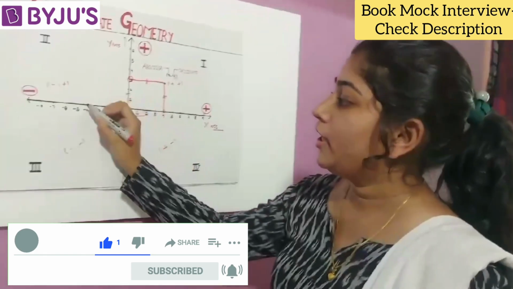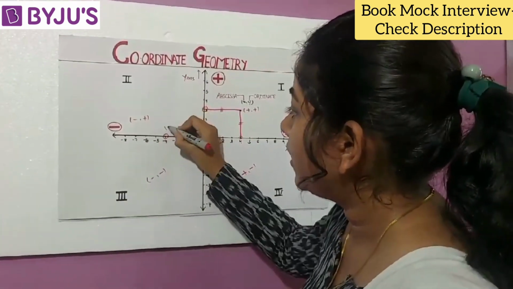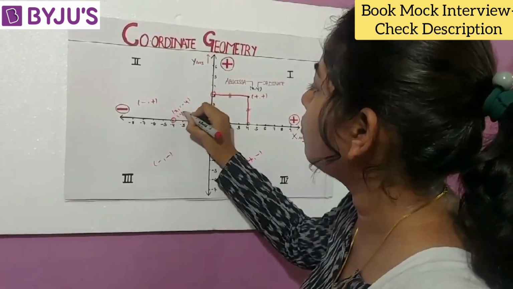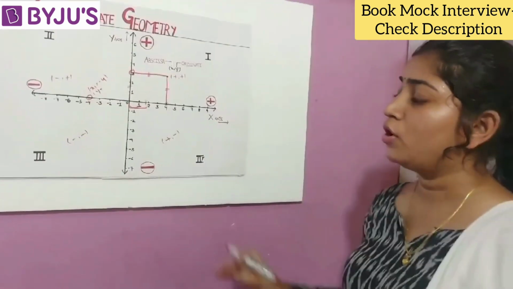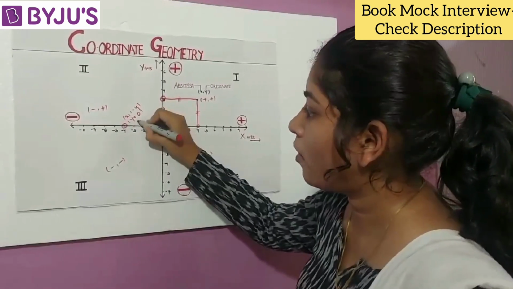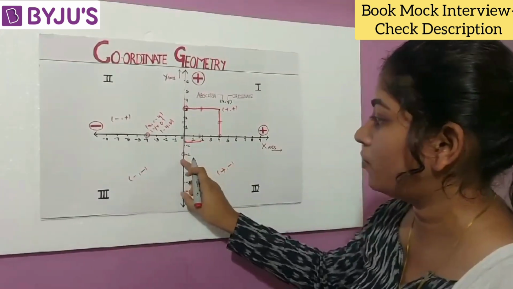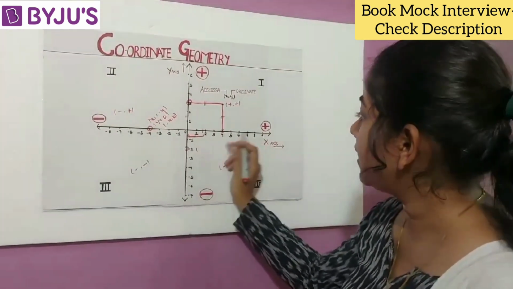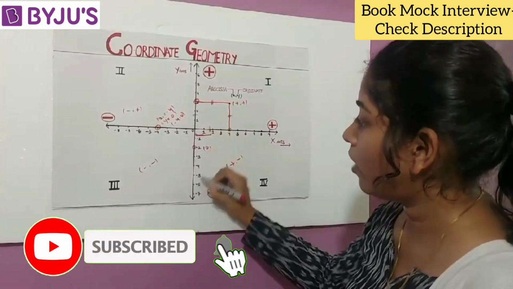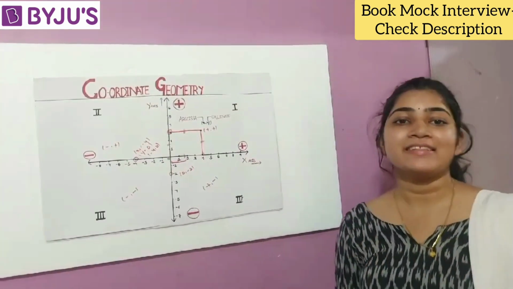For example, if someone asks what the location of this point is, it will be when x is equal to -4. And what will be y? Y tends to 0, because the y-coordinate is the perpendicular distance from the x-axis. So the point is (-4, 0). Similarly, we can find the location of this point. Here x is the perpendicular distance from the y-axis, so it is 0, and y is -2. That's it. I think you got all my points clear. Thank you so much.